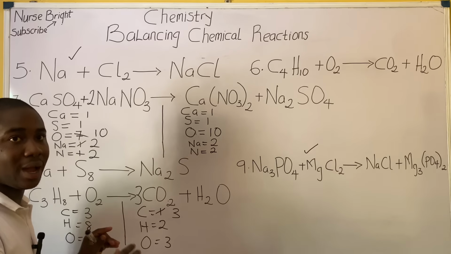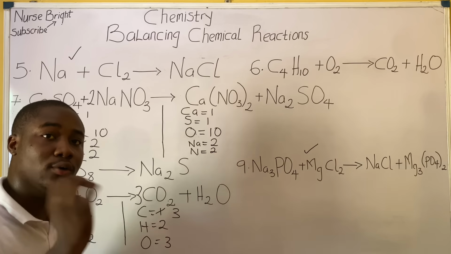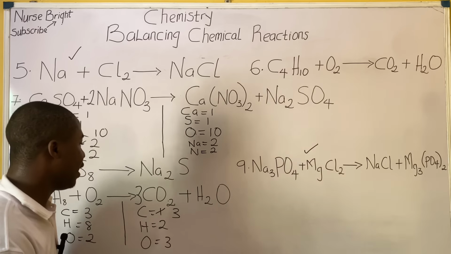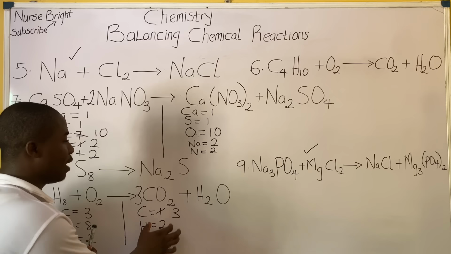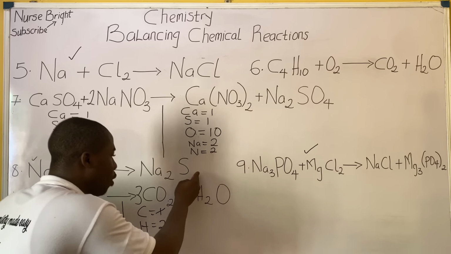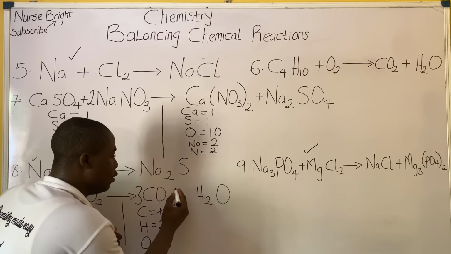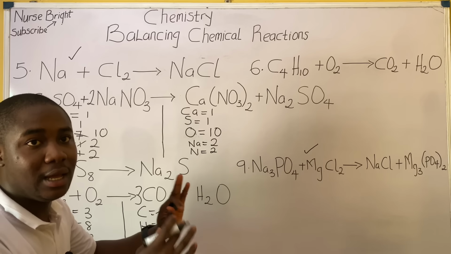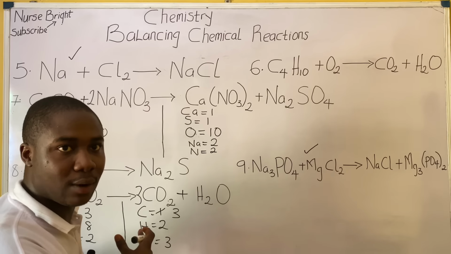At the left, we are having 8. At the right, we have 2. So I said focus on the sides with lower numbers. Since we have 8 here and 2 here, what do we add in front of the water to make sure that it's still 8 we are having at the right, and it's 8 that was found at the left?